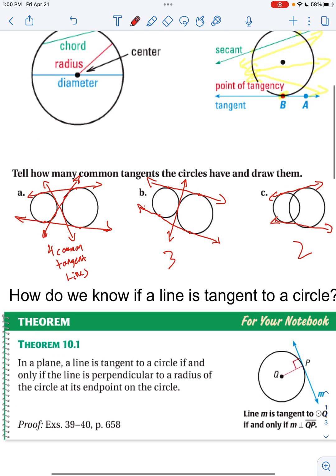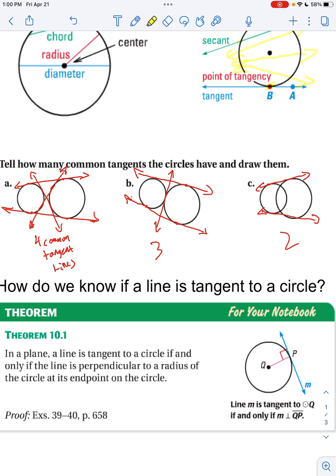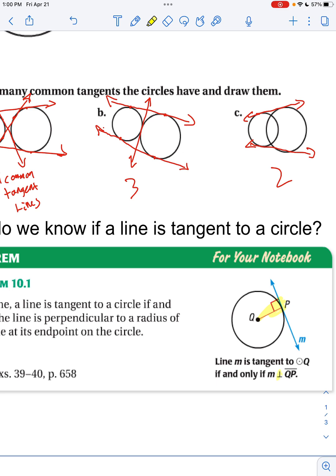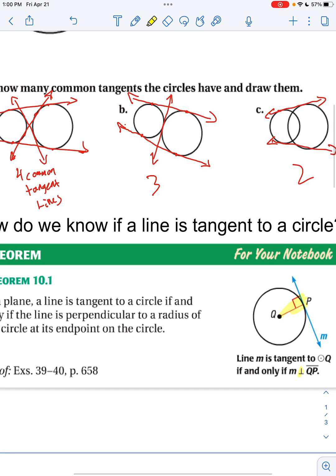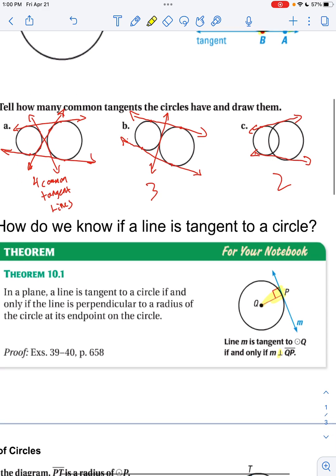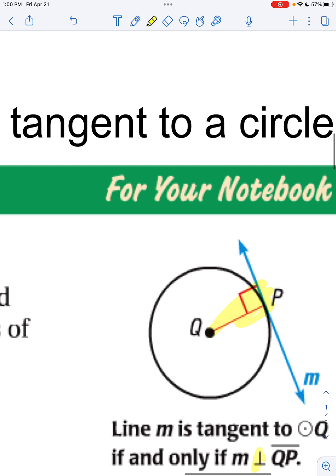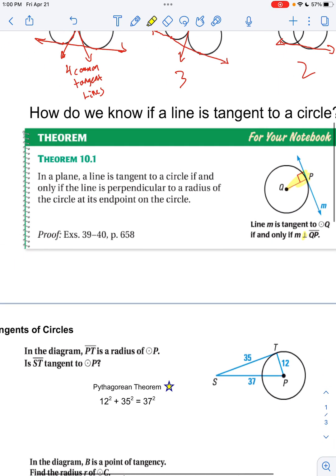How do we know if a line is tangent to a circle? Well, one of the key ideas is that a tangent line will create a right angle. It's going to be perpendicular. Perpendicular means it meets at a right angle. And that's going to be really useful for us as we work through problems. It works both ways. If I know that it's 90 degrees here, then I know that it's tangent. Or if the directions tell me it's tangent, then I know that it equals 90 degrees.